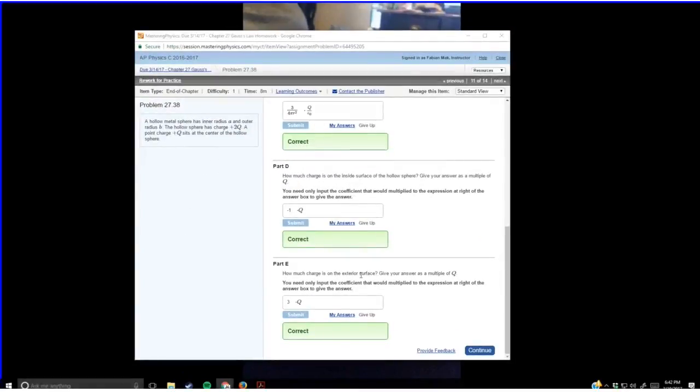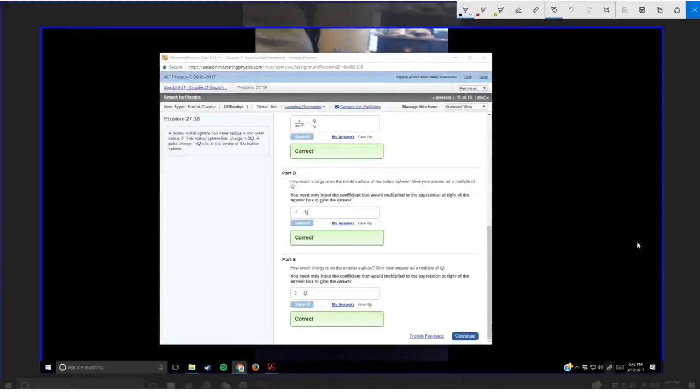And then, how much charge is on the exterior surface? There's a couple of ways you can solve this one. If you have a negative Q on the inner surface and the sphere has a net charge of plus 2Q, then the outer surface must have plus 3Q. In other words, imagine what was initially a neutral sphere.